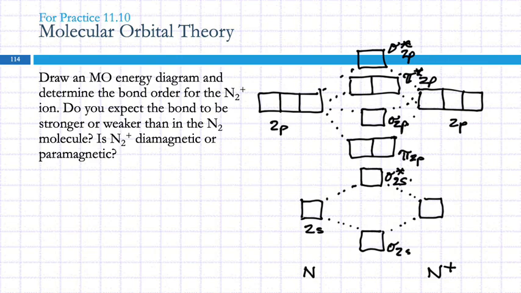Again, we're just looking at valence electrons. How many valence electrons does a nitrogen atom have? What group is it in? Group 5, right? It has 5 valence electrons. So 1, 2, 3, 4, 5. Okay. This is N plus, meaning it lost an electron, so it only has 4 valence electrons. So 1, 2, 3, 4.